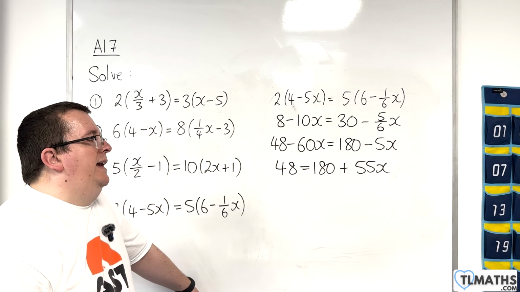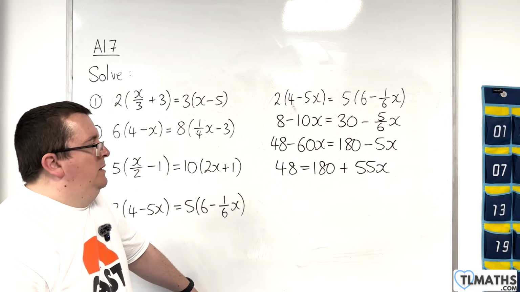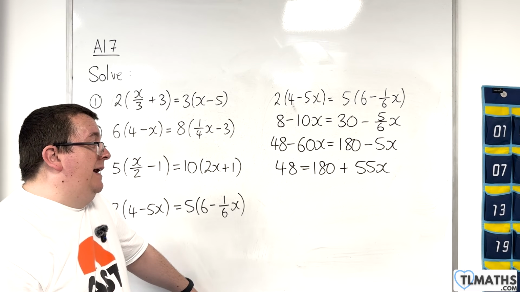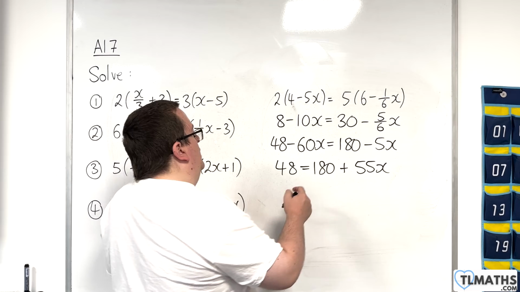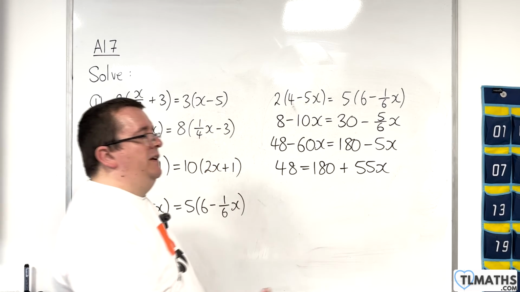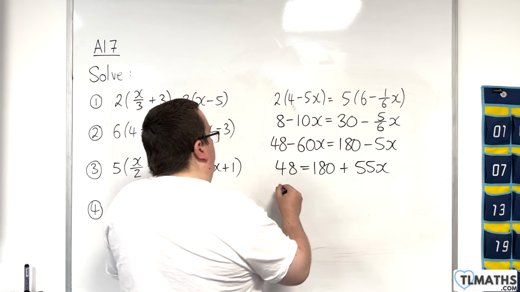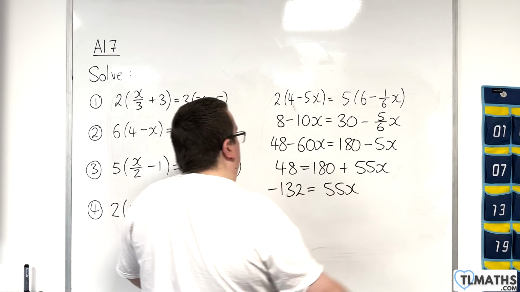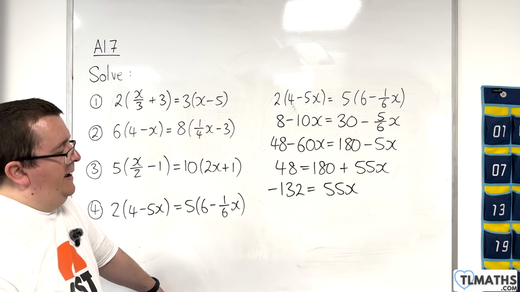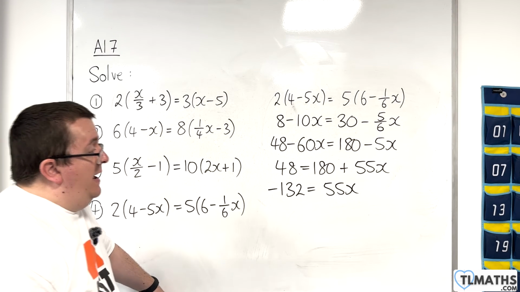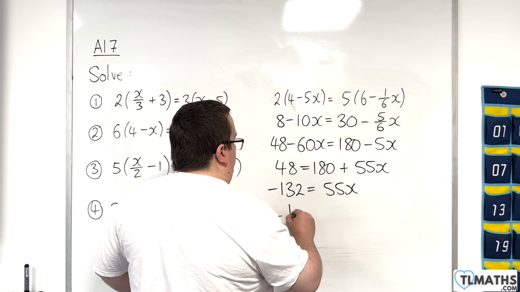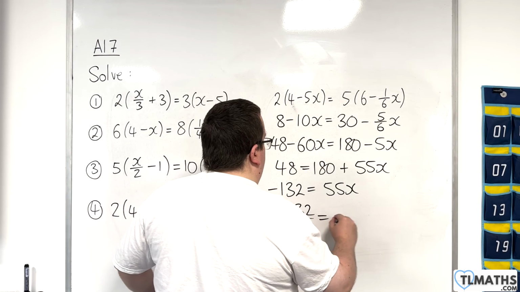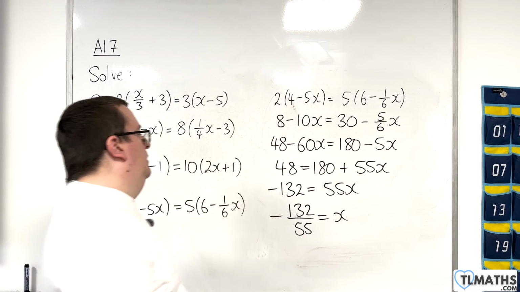Right, 180 take away 48 is minus 132. So if you do 180 take away 48 and then stick a minus sign in front. So minus 132 is equal to 55x. Okay, so then if we divide both sides by 55, we get minus 132 over 55 is equal to x.